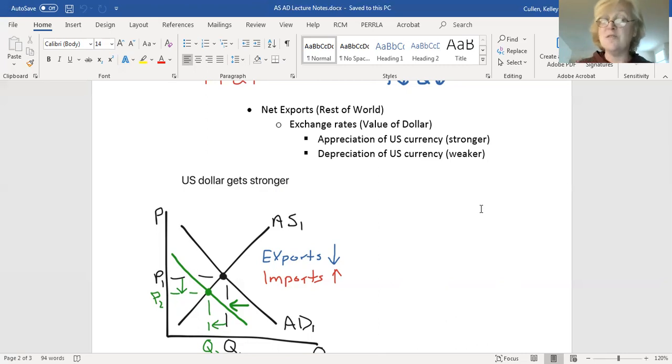That sounds like a good thing. Strong dollar, go USA, yay. Wrong answer. That is bad for GDP. A strong dollar is great if you are planning a vacation and you're going to Paris, or you're going to Europe and you want to spend your money all over Italy, France, Germany, Spain, England.